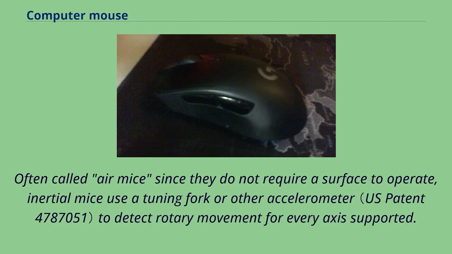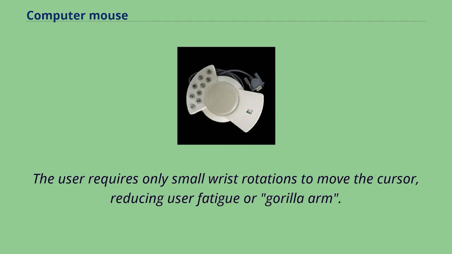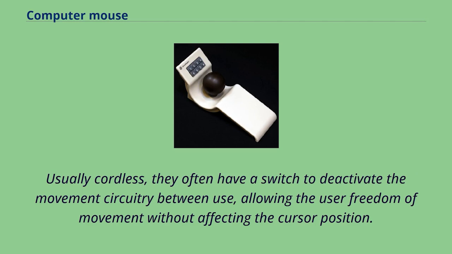Often called air mice since they do not require a surface to operate, inertial mice use a tuning fork or other accelerometer to detect rotary movement for every axis supported. The most common models work using 2 degrees of rotational freedom and are insensitive to spatial translation. The user requires only small wrist rotations to move the cursor, reducing user fatigue or "gorilla arm". Usually cordless, they often have a switch to deactivate the movement circuitry between use, allowing the user freedom of movement without affecting the cursor position.